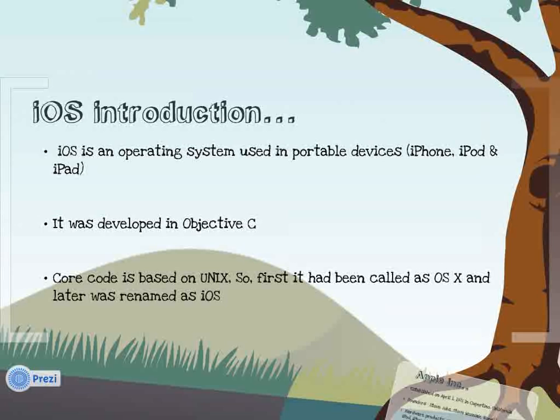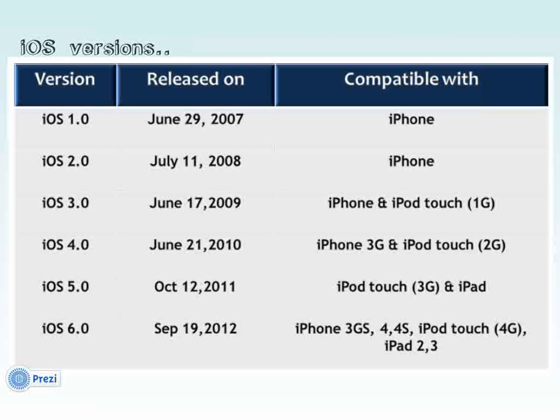They used to call it iPhone OS, or iPhone runs on OS X. Later, it was renamed iOS. This is the iOS introduction, and these are the iOS versions, from 1.0, 1.2, and so on, with the release dates and the list of devices compatible with each version.